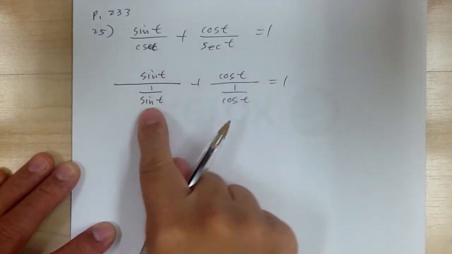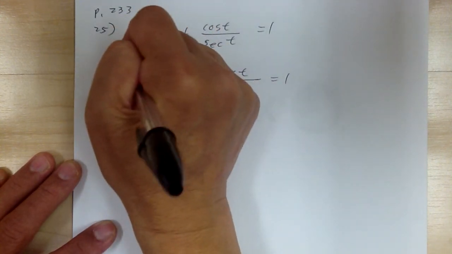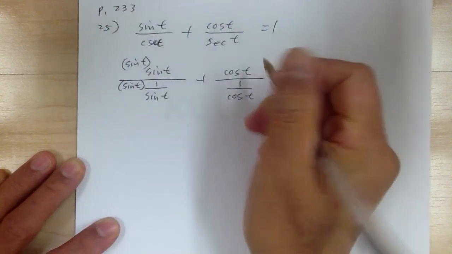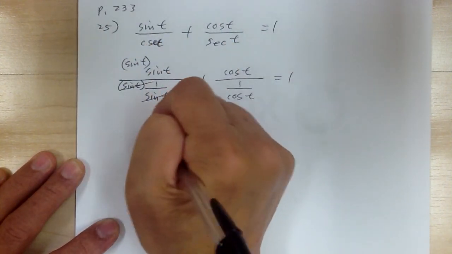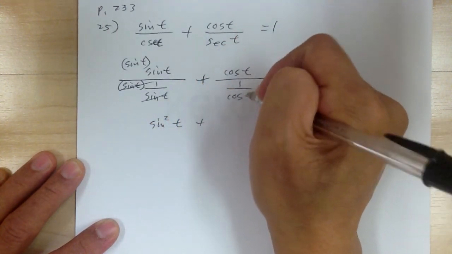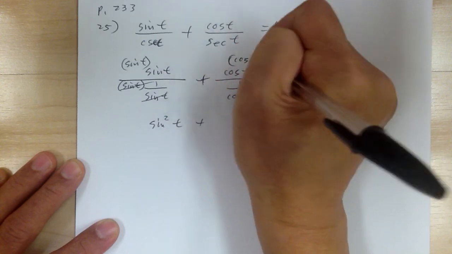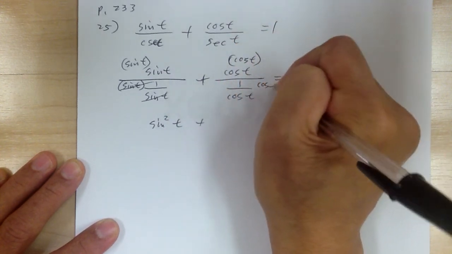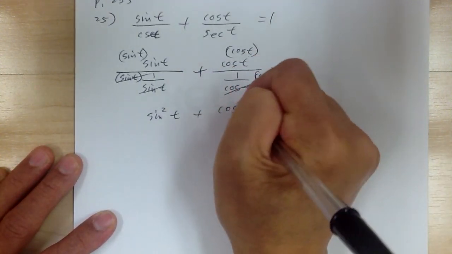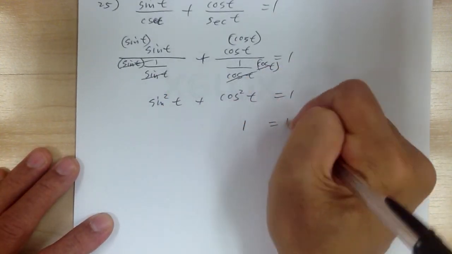Okay, again, now you have complex fraction. To simplify complex fraction, you can go and multiply by common denominator. So this will cancel out. You end up with sine squared t. This one over here, you can multiply by common denominator, so that's your cosine t. So this will cancel out, and you end up with cosine squared t. And sine squared plus cosine squared equal to 1. So check.